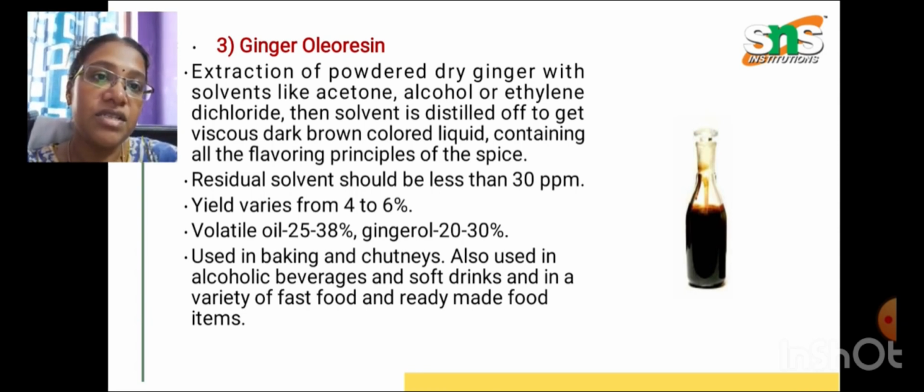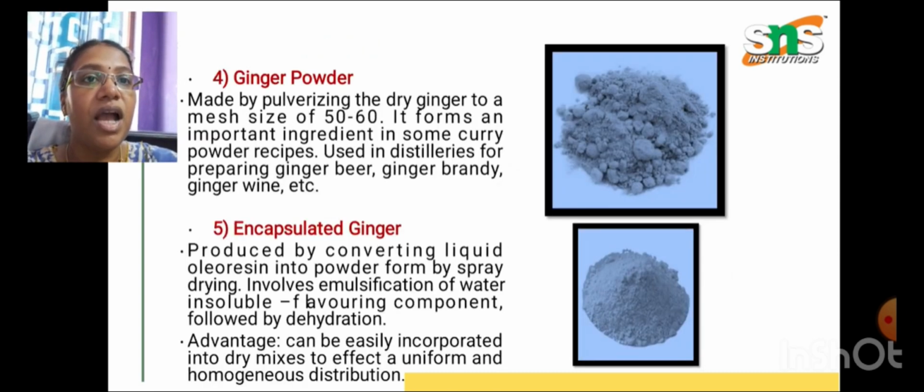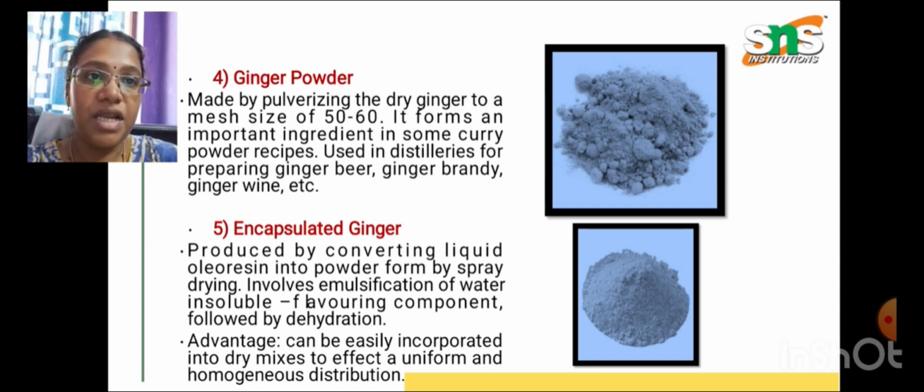Mainly this ginger oleoresin is used in baking and preparation of chutneys, also in alcoholic beverage preparation and soft drinks, and also in a variety of fast foods and ready-made food items. And the fourth product is the ginger powder. Obviously many of us use this in day-to-day preparation of tea and so on. It is mainly made by pulverizing the dry ginger to a mesh size of 50 to 60 microns. It forms an important ingredient in some curry powder recipes, and the powder is used mainly in the preparation of ginger beer, ginger brandy and ginger wine.